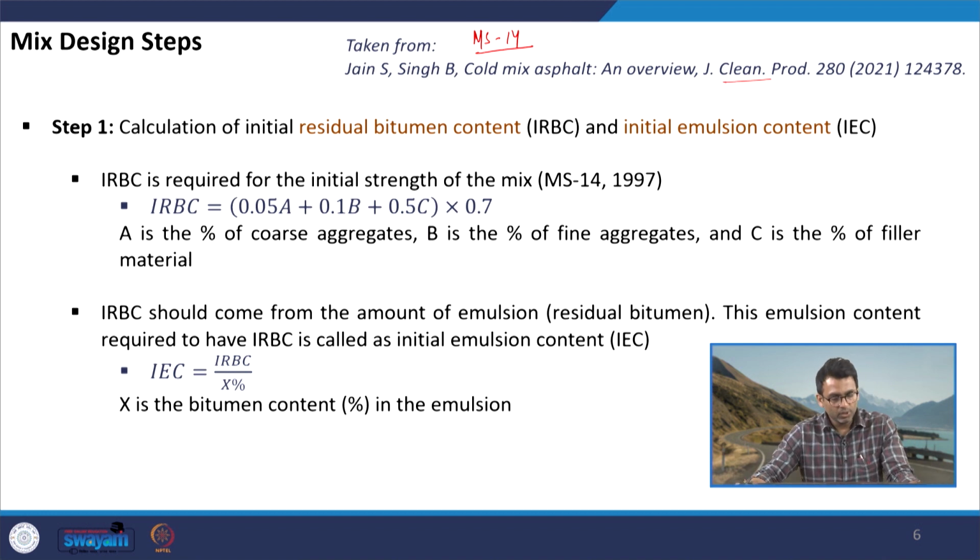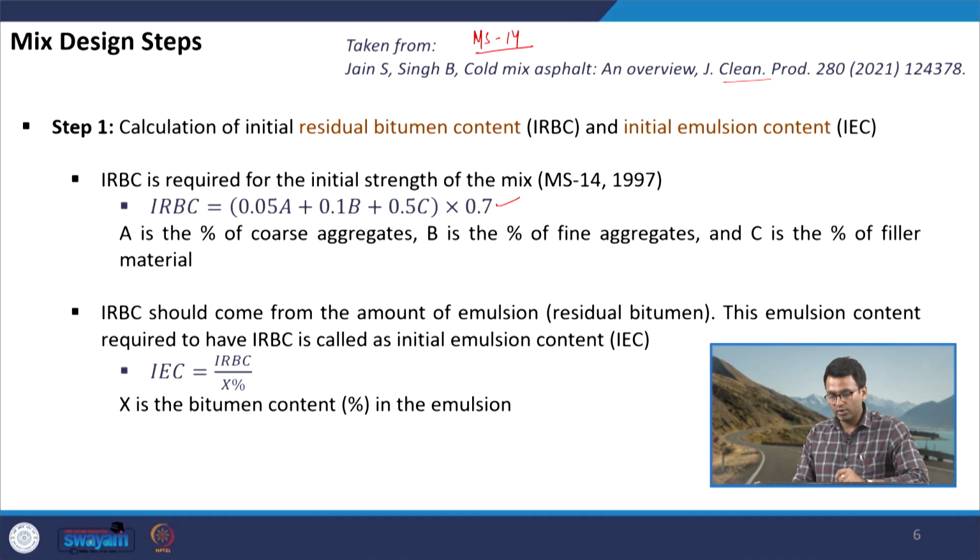So, the first step is to calculate the initial residual bitumen content and initial emulsion content. All right. So, the initial residual bitumen content is basically required so that we have some strength in the mix, because it is the presence of bitumen in the emulsion that will bind the aggregate particles. So, that is why we need a certain quantity of emulsion, so that all the aggregate particles stick together inside the cold asphalt mix or cold mix asphalt.